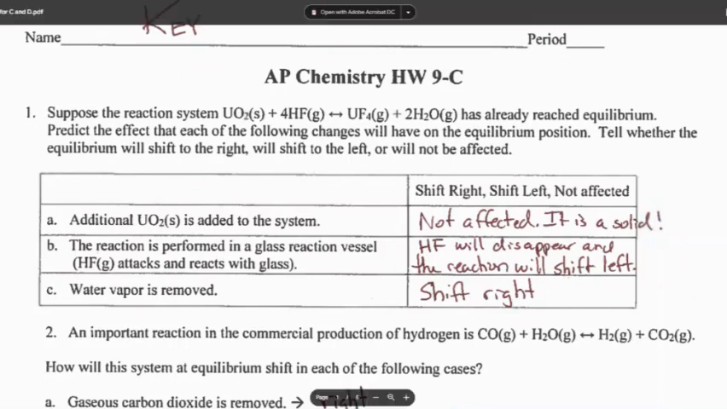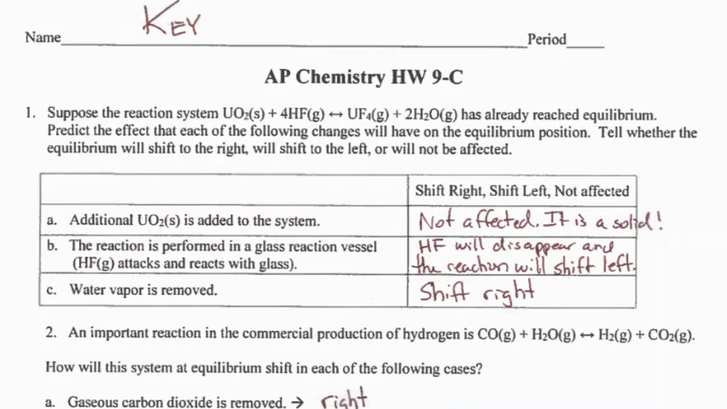Okay, suppose the reaction system UO2 solid plus HF gas produces UF4 gas and H2O gas. As I read through that, I do notice that there's a solid in here. Let's take a second and I want you to write the equilibrium expression for this reaction. Pause the video if you need to.